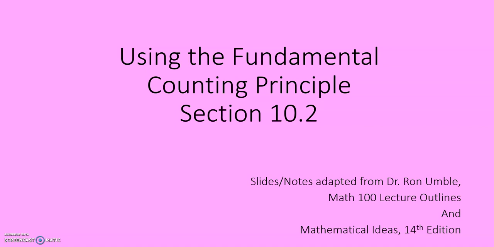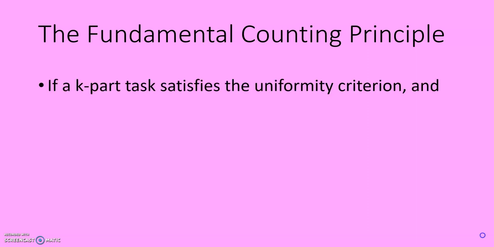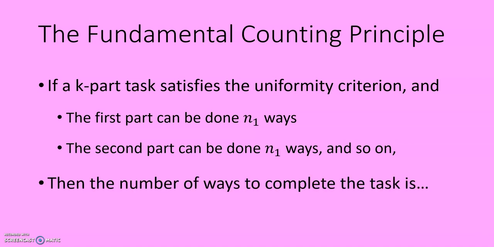Section 10.2, using the fundamental counting principle. The fundamental counting principle: if a k-part task satisfies the uniformity criterion, and the first part can be done n sub 1 ways, the second part can be done n sub 2 ways, and so on, then the number of ways to complete the task is n sub 1 times n sub 2 times n sub 3 all the way up to n sub k.